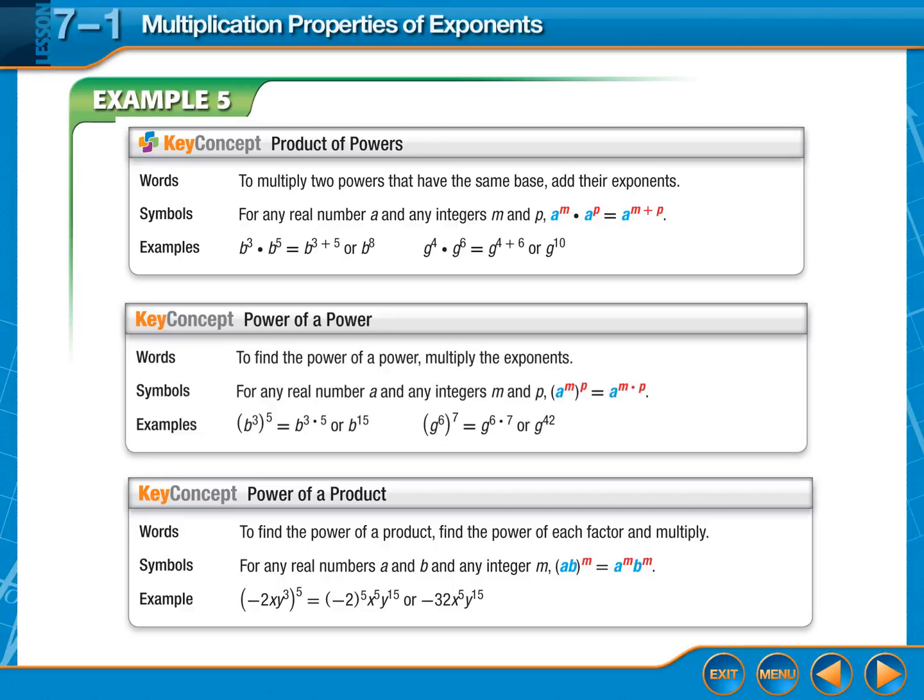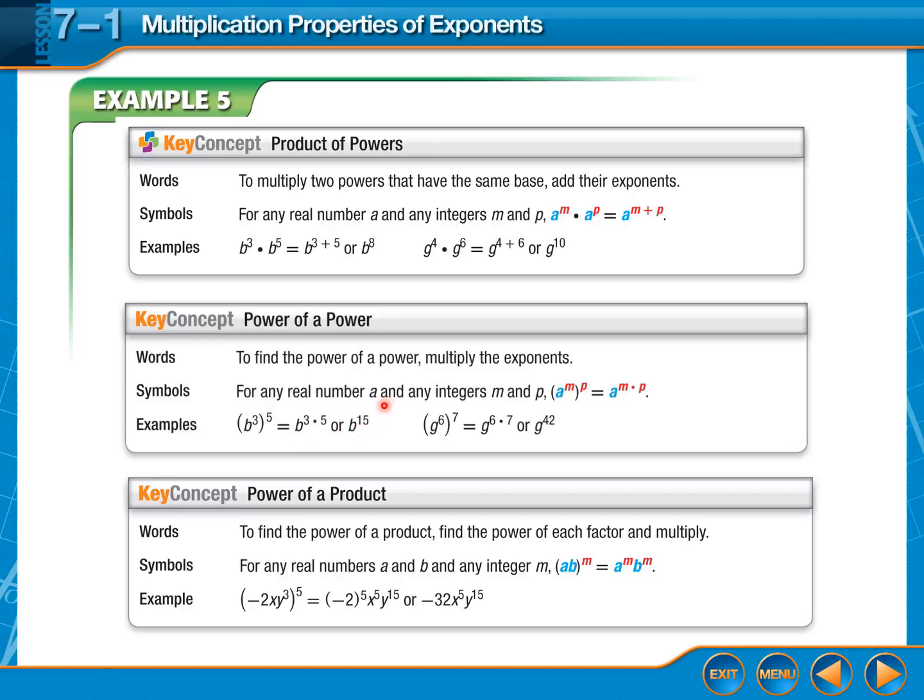All right, so just a quick review of everything we talked about, the three properties that we went through. The product of powers, if you're multiplying powers with the same base, add the exponents. If you're raising a power to another power, you multiply the exponents because you're repeating that power that many times. So b to the third raised to the 5th power is b to the third 5 times. So 3 times 5 is 15.